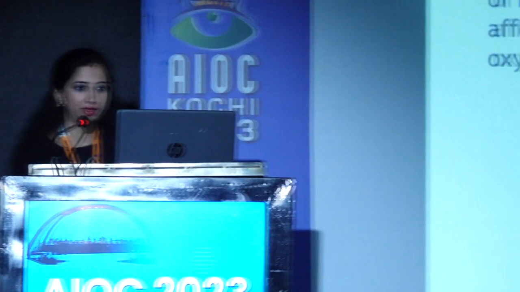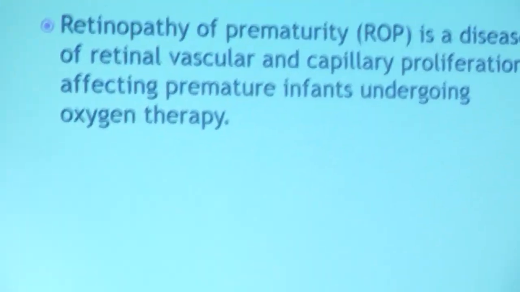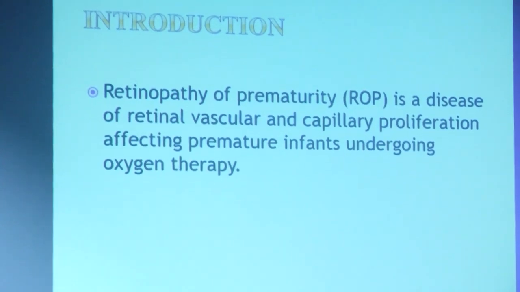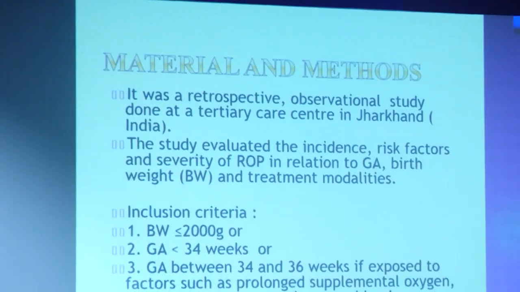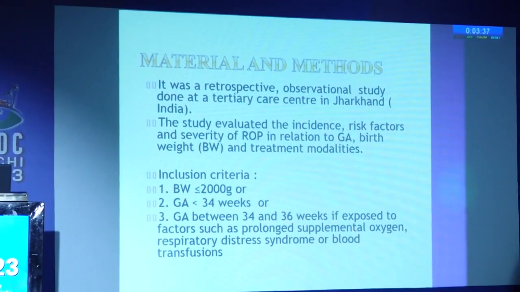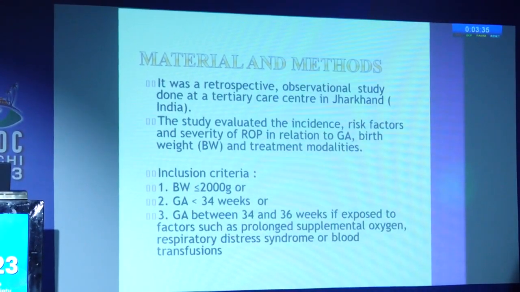Dear colleagues, I will be discussing the prevalence, risk factors, pattern, and treatment outcome of severe ROP in Jharkhand. As we all know, ROP is a disease of retinal vascular and capillary proliferation affecting premature infants who undergo oxygen therapy. It was a retrospective observational study done at a tertiary care center in Jharkhand.